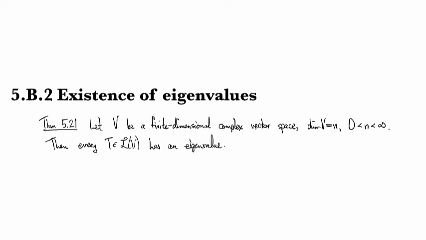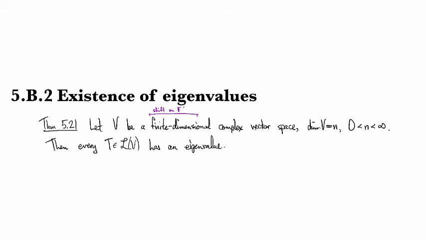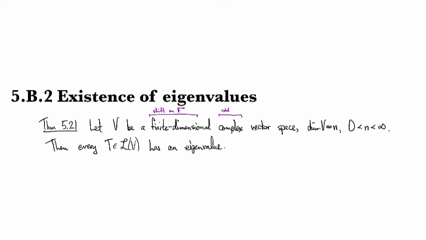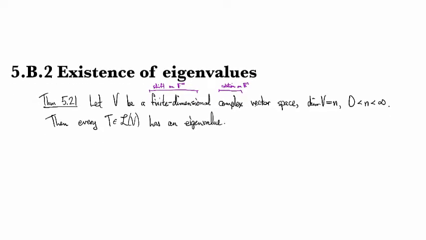Okay, and so we've seen examples that indicate why these hypotheses are necessary. For the infinite dimensional part, if you remember the shift operator example on the sequence space. And the complex part is necessary, recall the example of rotation on R2, where there was no eigenvalue. So those hypotheses are definitely needed. Okay, let's go ahead and prove this.